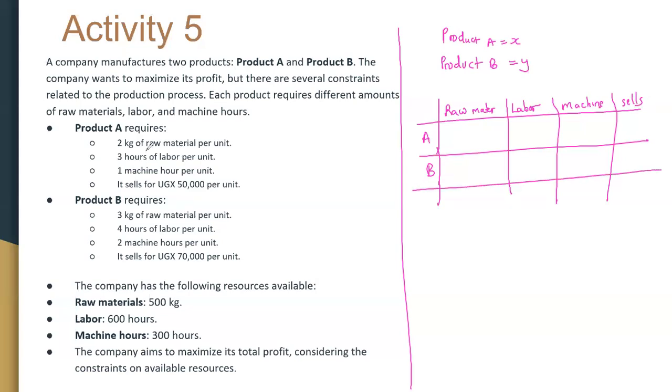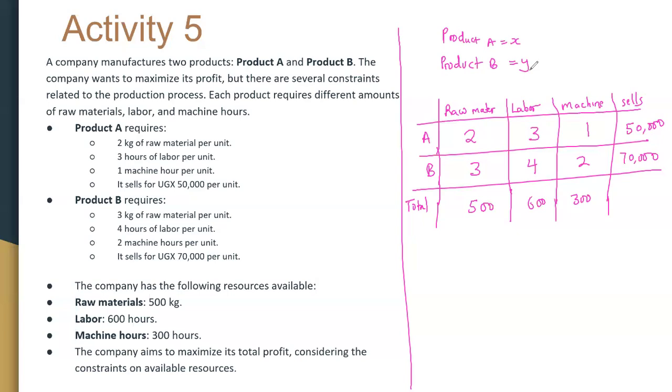Then I start with A. Here the raw materials are 2, the labor is 3 hours, the machine is 1, and here is 50,000. I go to B. This is 3, this is 4, this is 2, and this is 70,000. Then I continue. Do I have the totals? Yes. Raw materials, I have 500 kilograms. Labor, I have 600 hours. Then machine hours, I have 300 hours. Then for the sales, I don't have a total.